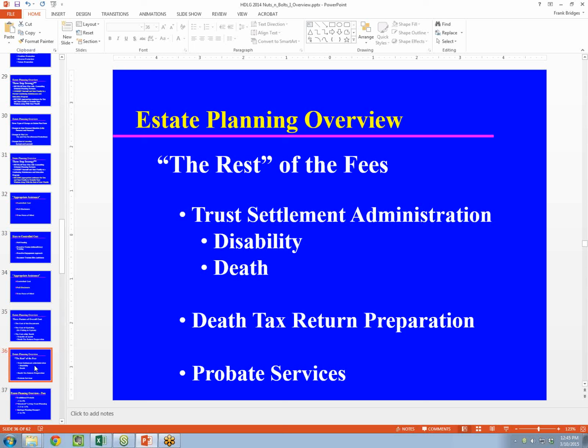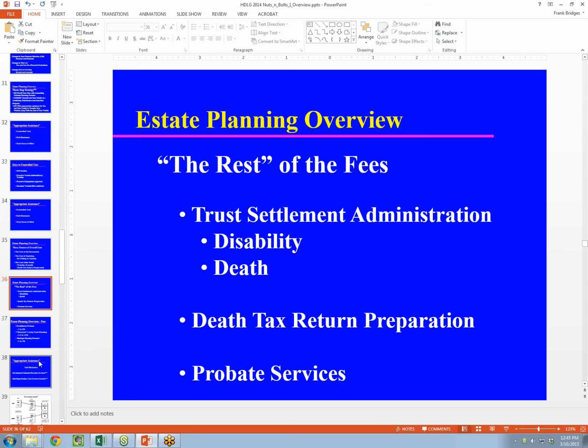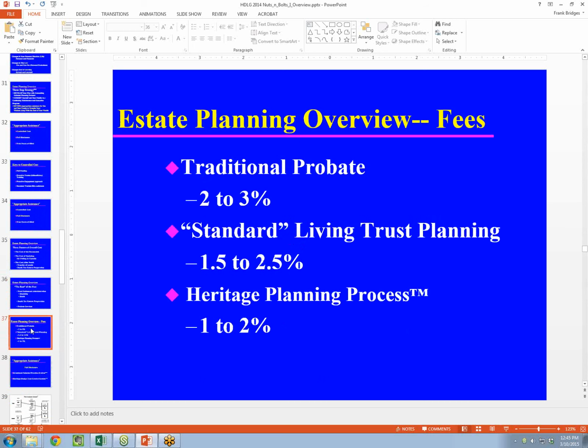And so we like people to focus on the rest of the fees. So what does it cost for trust settlement administration for disability and death? What does it cost for the death tax return preparation? What about probate services? All of those things are important for people to focus on.